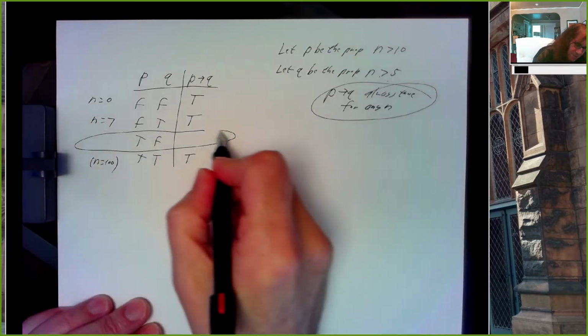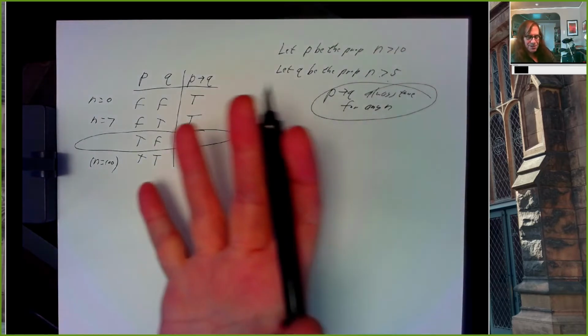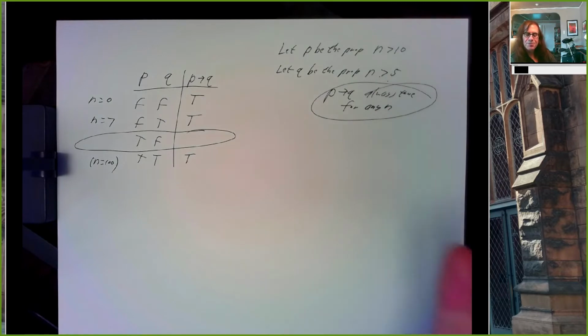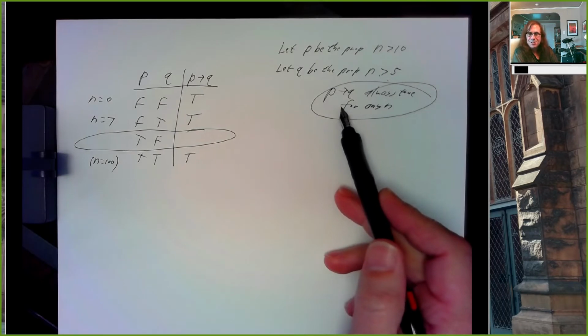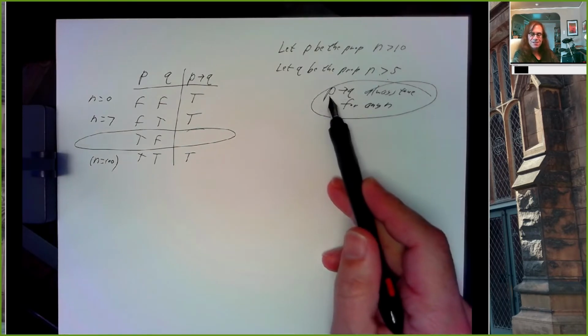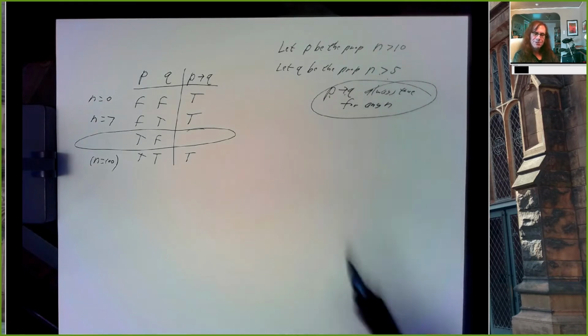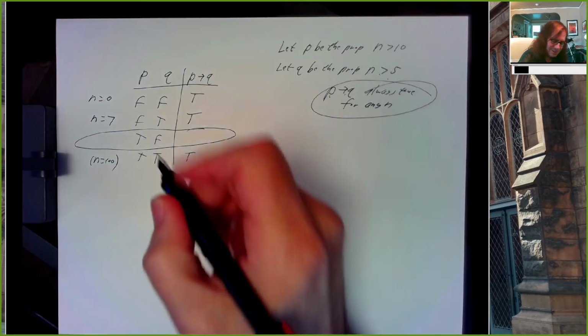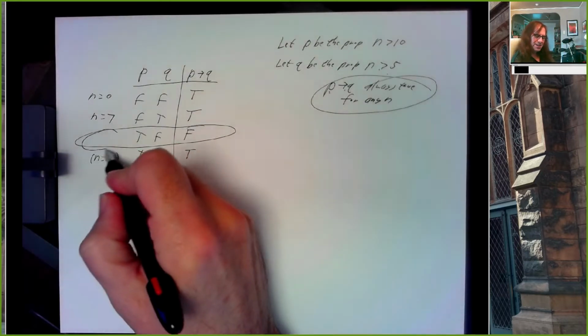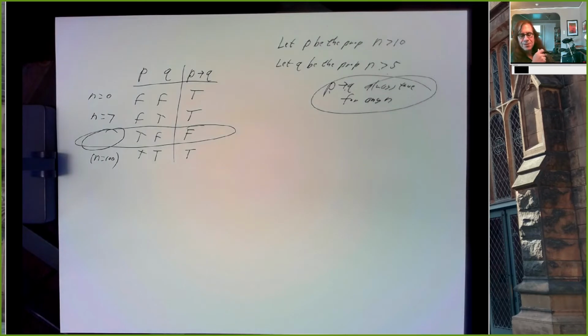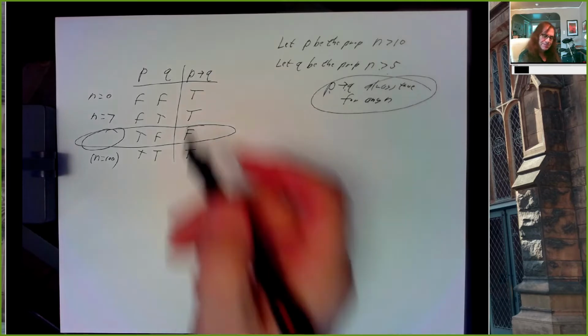What about this one? Well, this is clearly false. If there was a value of n for which P was true and Q was false, then this implication is automatically false, because this says if P is true, Q is true. So if I had an n where P was true and Q was false, this is certainly going to be false. But guess what? There's no such n where P is true and Q is false. So this is one way to derive the truth table for implication.